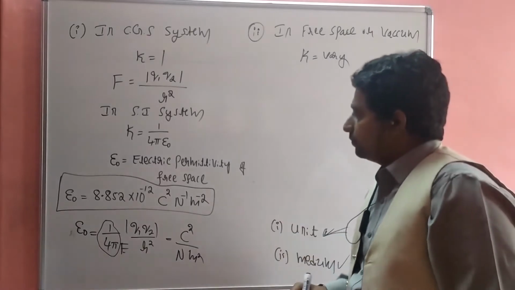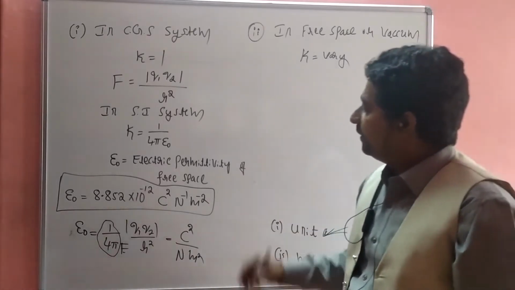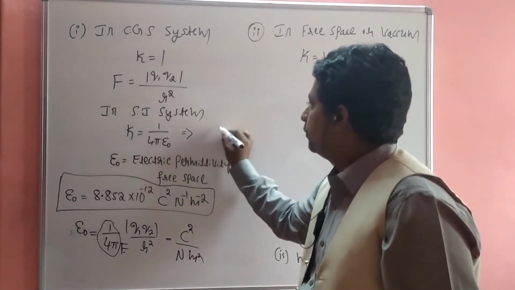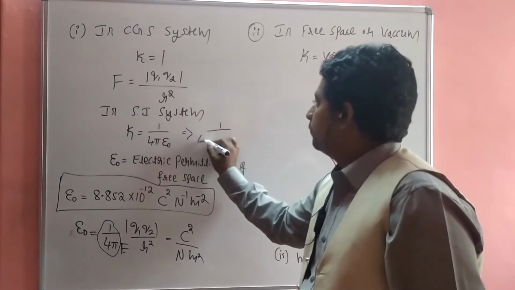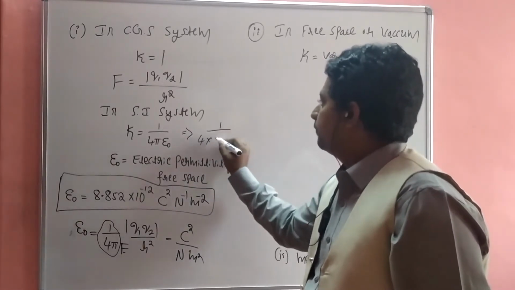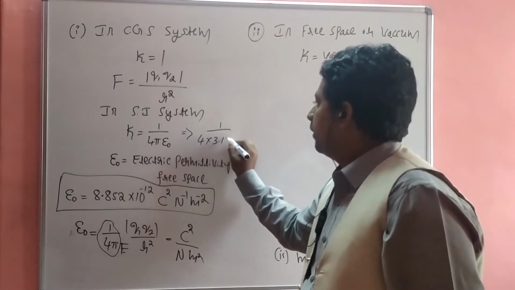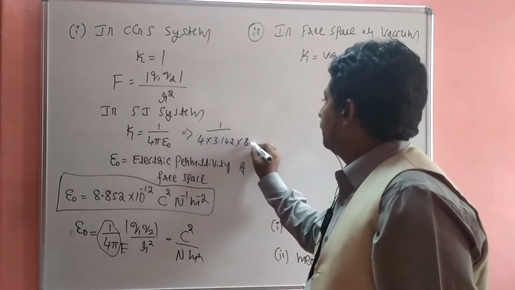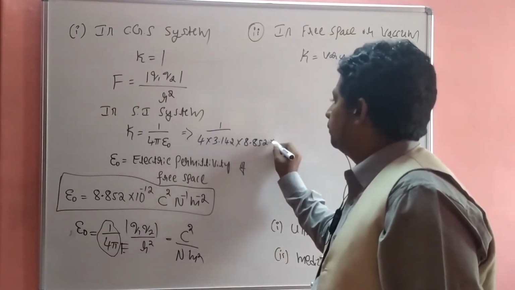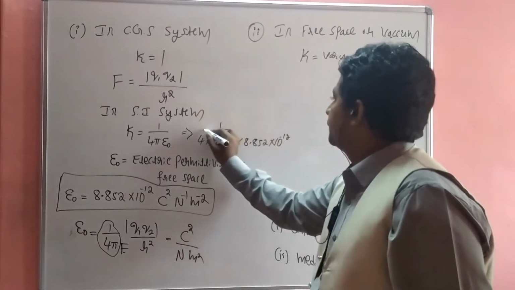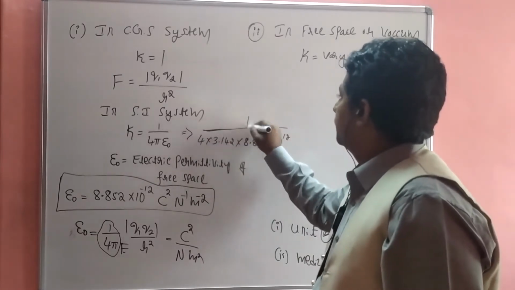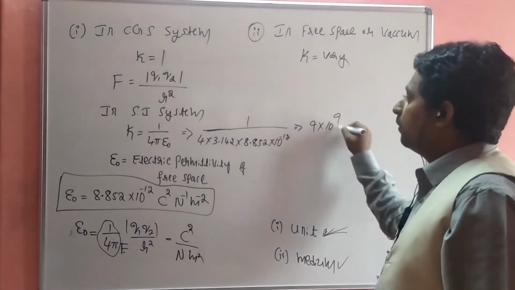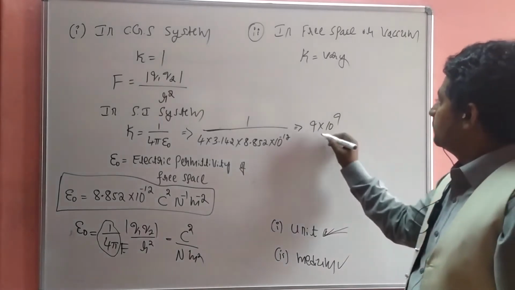Okay, then, what is the 1 by 4 pi epsilon naught value? Let's take this value, that is equal to 1 divided by 4 into 3.142 into epsilon naught value, which is 8.852 into 10 to the power of minus 12. Now simplified, that value is 9 into 10 to the power of 9. So this is the value.